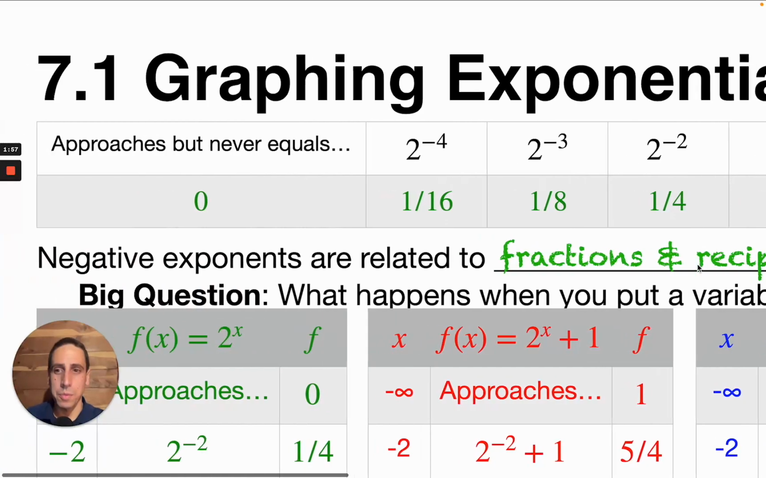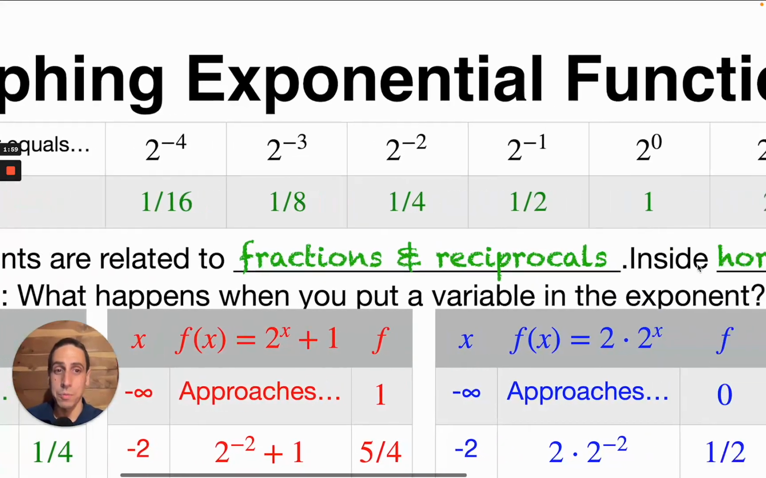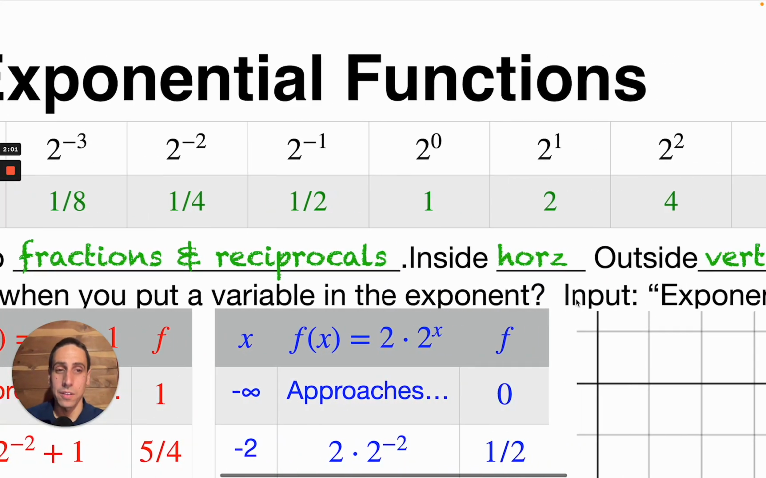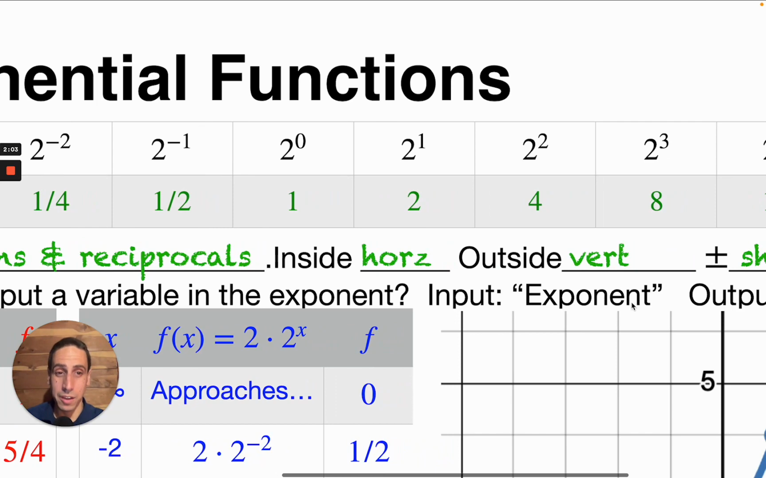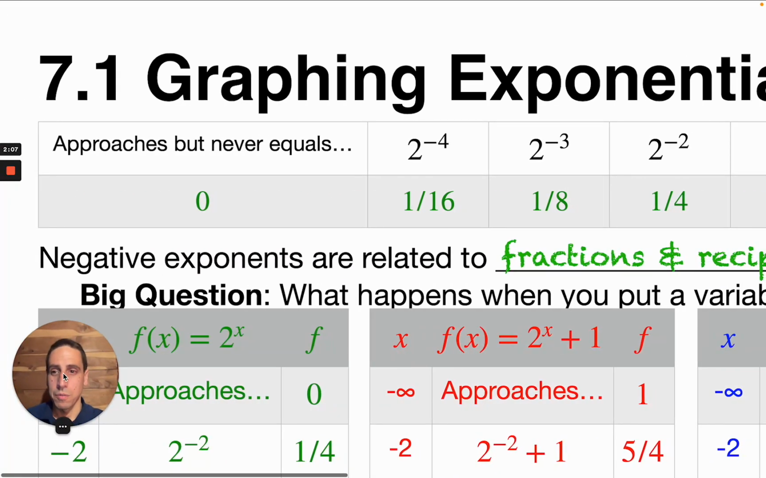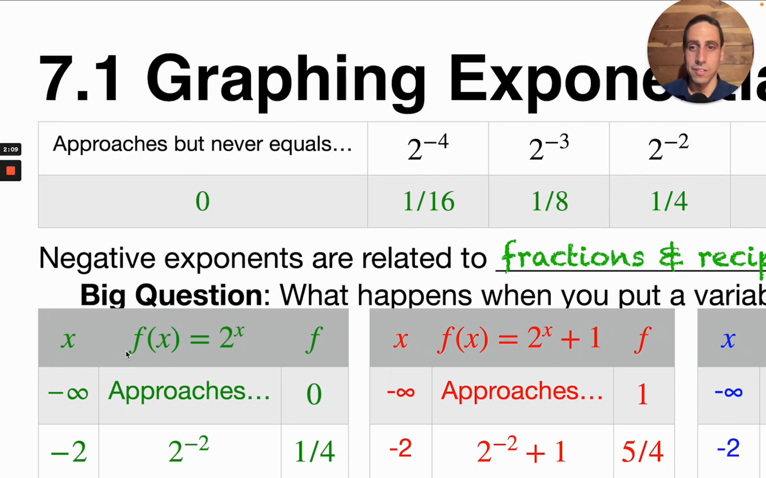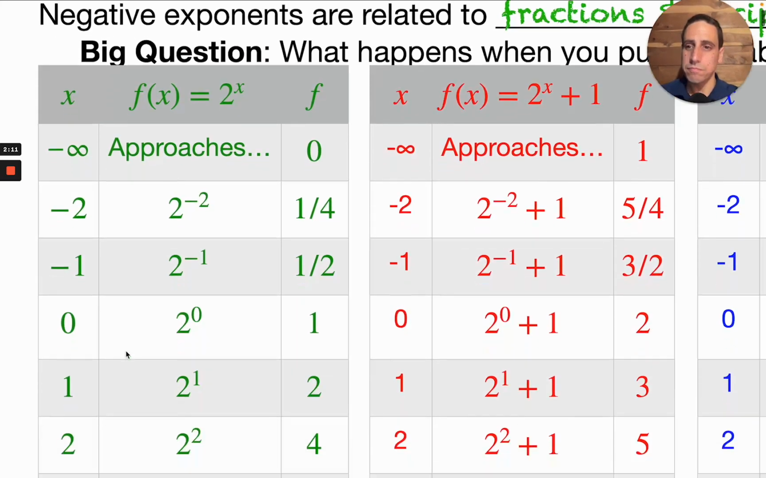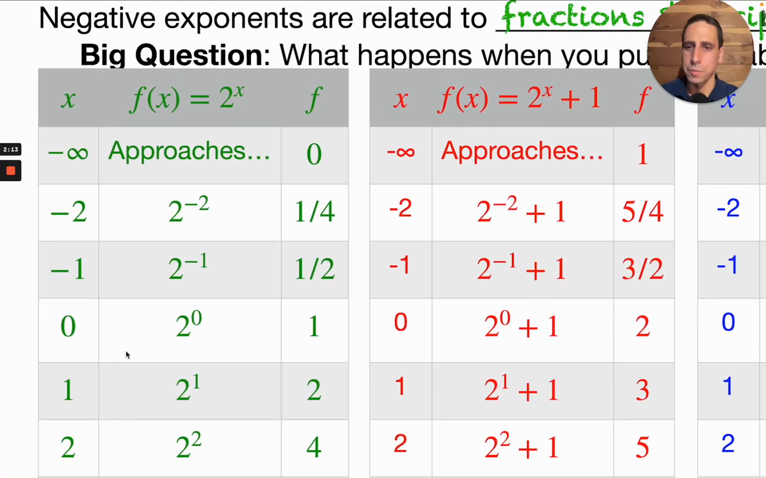So the big question for today is what happens when you put a variable in the exponent? So the input is going to be an exponent, and the output is going to be a power. What do I mean by that? What I mean is this right here in green. I'll start off with larger numbers here.